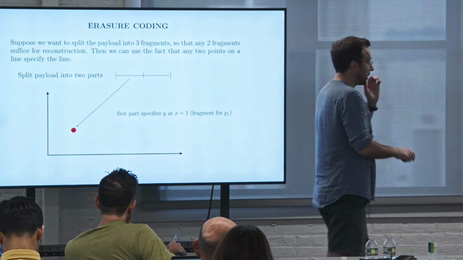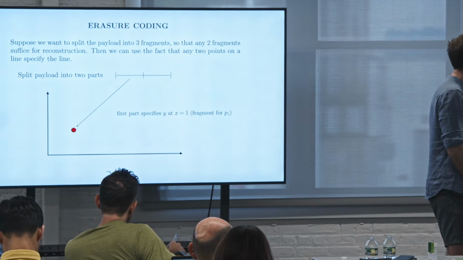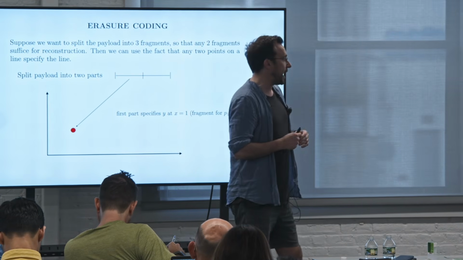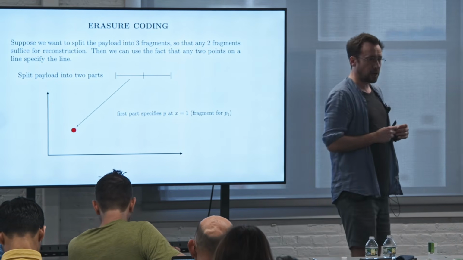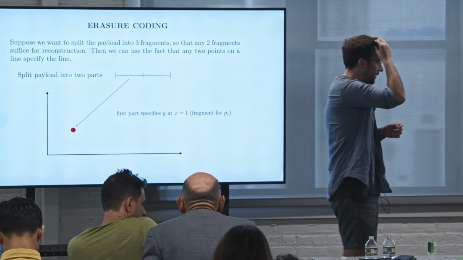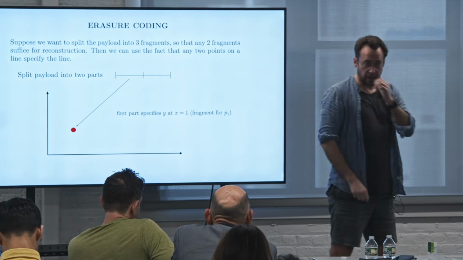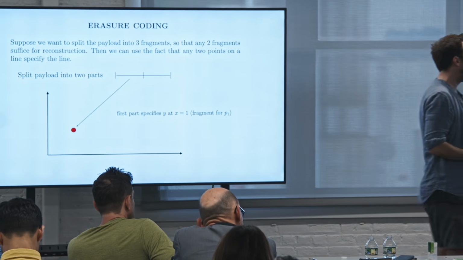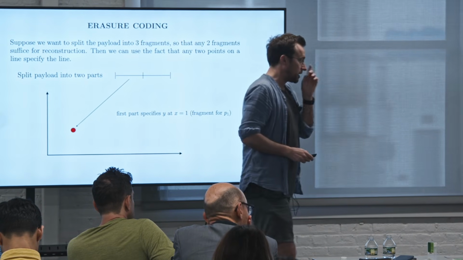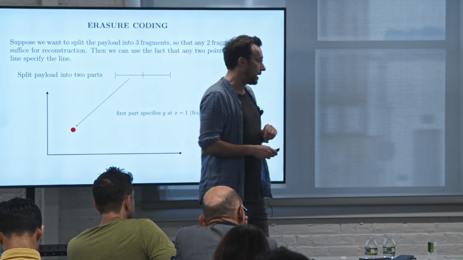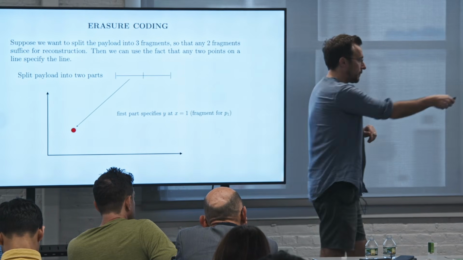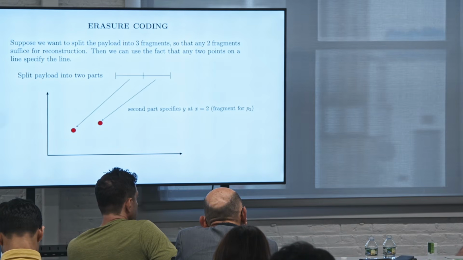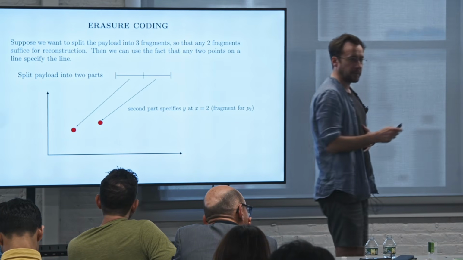So how do I do that? We can do a really simple idea. Suppose you want to split the payload into 3 fragments so that any 2 fragments suffice for reconstruction. Then we can use the fact that any 2 points on a line specify the line. We take our payload and divide it into 2 parts. The first part specifies the value of our line at x equals 1, and that would be the fragment for P1. The second part specifies the value of our line at x equals 2, and that could be the fragment for P2.